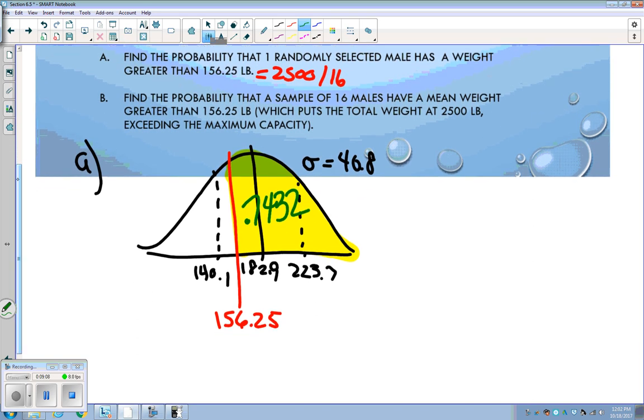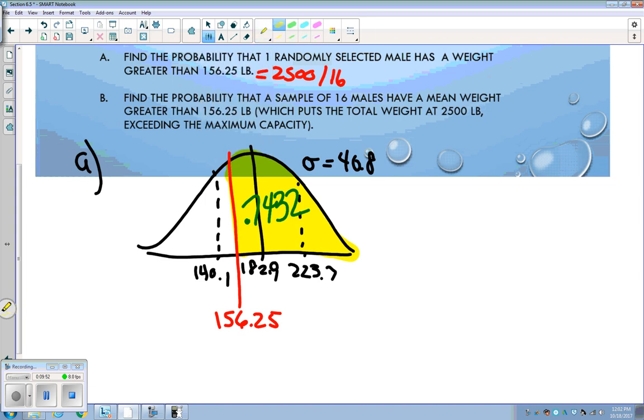Part B says find the probability of 16 males have a mean weight greater than 156.25. So all of a sudden now, I'm not choosing one male out of my population. I'm choosing a sample. The sample is 16. I'm choosing 16 males. And I want to know what's the probability that that sample will have a mean weight greater than 156.25. Well, let's do some keywords here.